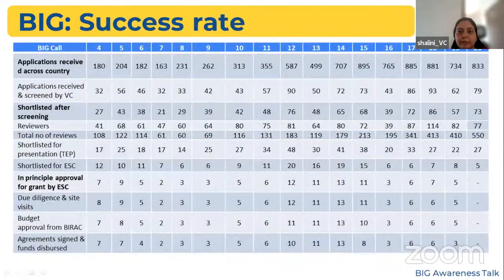So this is the success story where you can see we have been partnered from call 4, and the number of applications received for this scheme have been increasing, and this is the statistic for the last call 20. And if you see, the in-principle approval is very less compared to the number of applications received. This current call's final results are yet to be announced, which will be announced soon this month. But if you see the in-principle approval, you will get the sense that this scheme is very competitive, and you need to work on writing this proposal and preparing for this application.